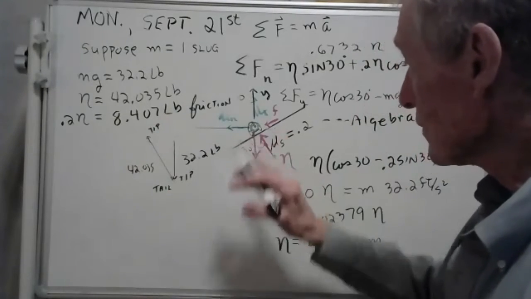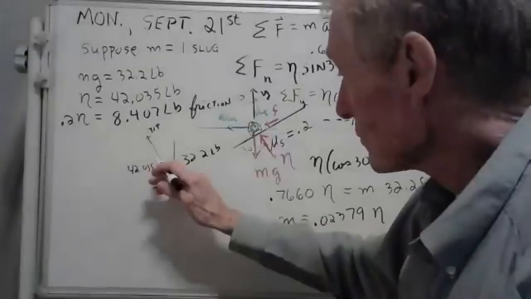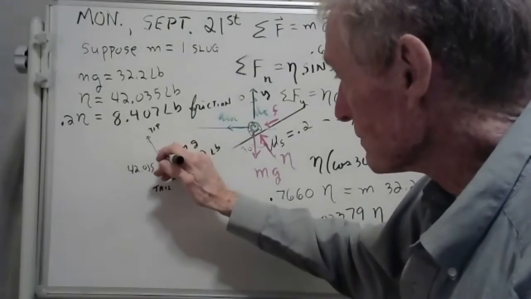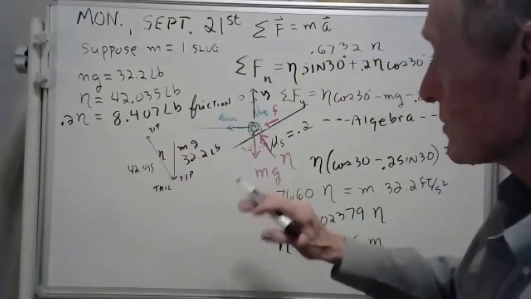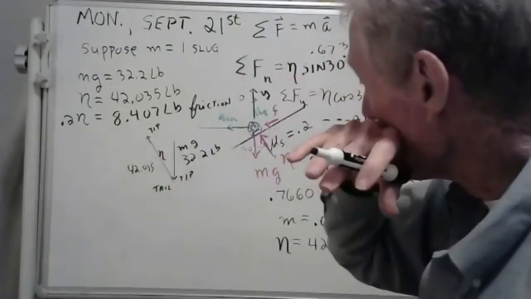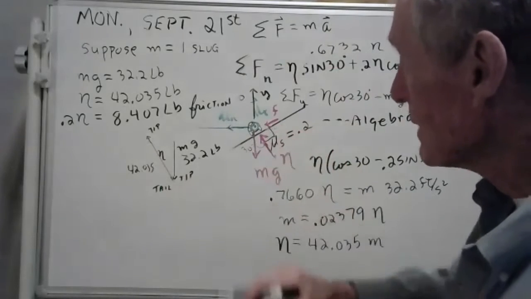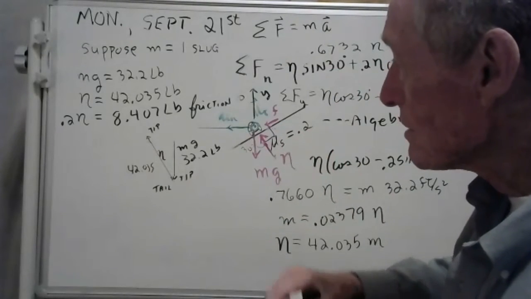Now I need to do this friction. Well, see, this was the normal. Hope you guys understand. This is mg and this is the normal. Well, the friction is perpendicular to the normal. It's always perpendicular to the normal. See, it's perpendicular. And how long is it? Well, it's 8.